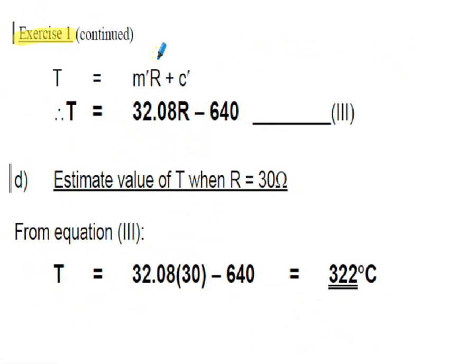Exercise 1 continued here, just repeated this equation from the previous slide. We're now looking at part D. We've got to estimate the value of t given an r is equal to 30 ohms. So from the above equation, t is equal to 32.08 times the 30 take away 640 gives us a value of temperature of 322 degrees C.